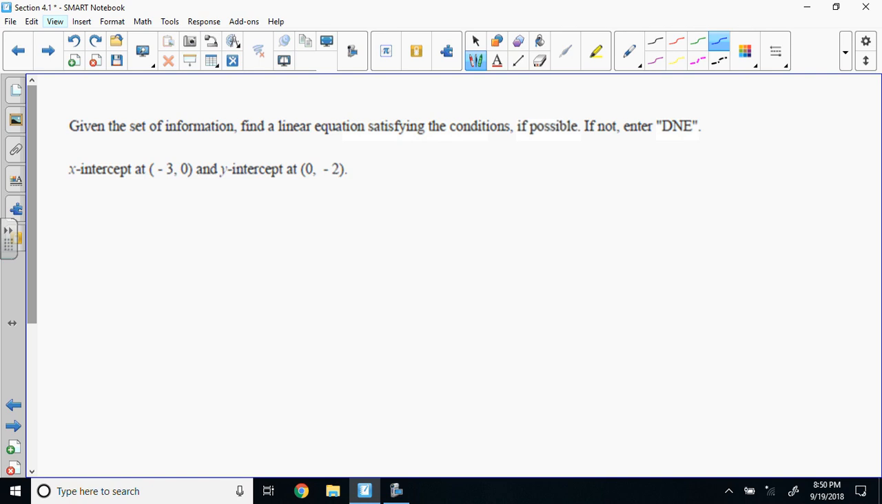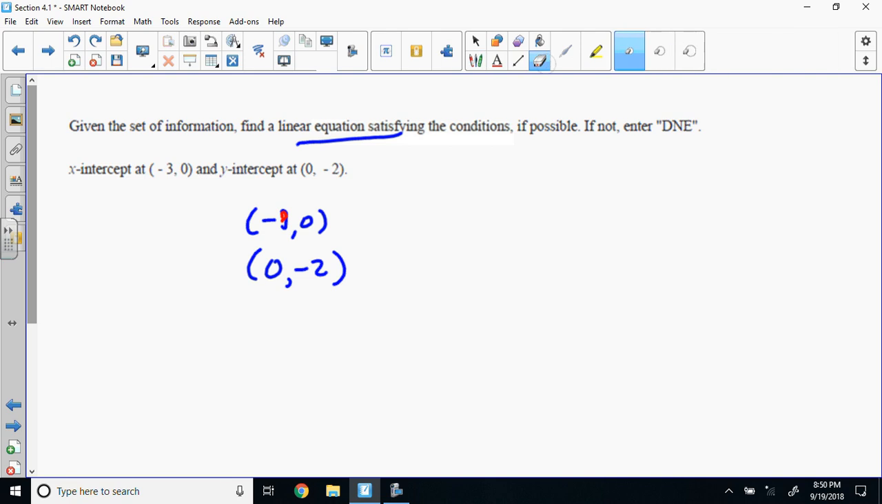All right. So what's the first thing I've got to do? If I've got to find a linear equation, I've got to find the slope, right? So negative 3, 0, and 0, negative 2, right? So I do this. I'm going to work this, and then this will be it, and then I'm yours.